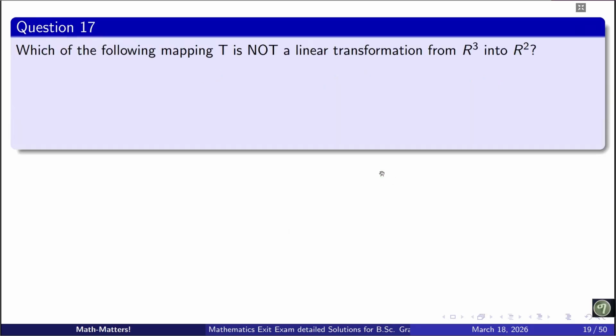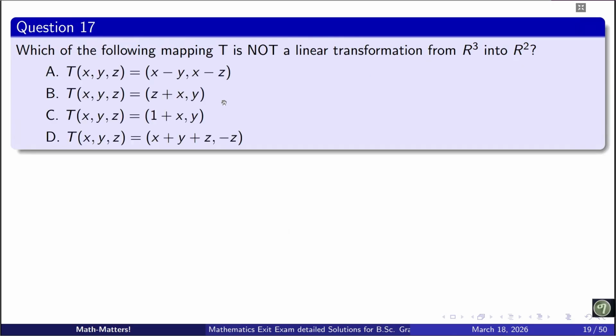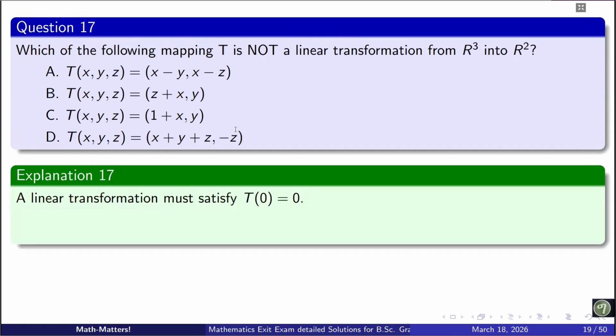Next, which of the following mappings T is not a linear transformation from R cubed to R squared? In order to distinguish which mapping is not linear, we have to know the criteria that must be satisfied by a linear transformation. We know that a linear transformation must satisfy that the image of 0 under T must be 0.